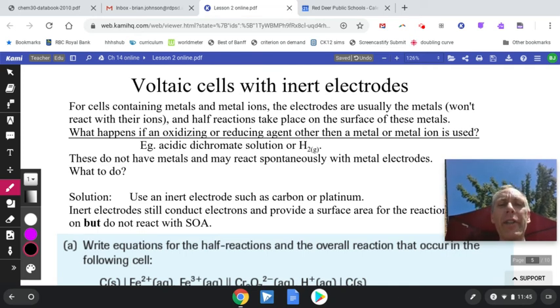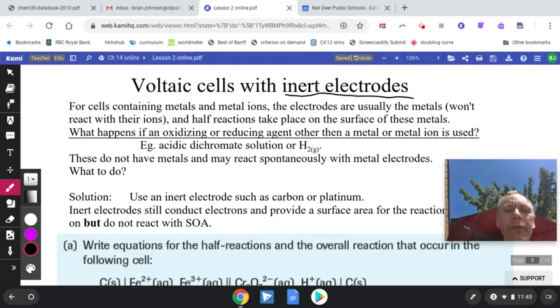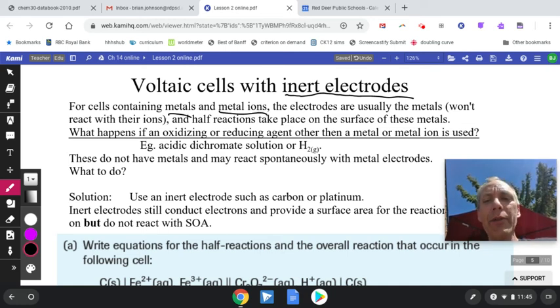Voltaic cells with inert electrodes. Okay, what does inert mean? Think. Does not react. Okay, so why would we want electrodes that do not react? Well, here's why. For metals and metal ions, you can always use the metal and its ion because the metal doesn't react with its own ion. It says that right there. The metals won't react with their ions, so you're not going to get some weird spontaneous reaction happening inside the half cell. Okay, we don't want a half cell to react with itself. We want it to react with the other half cell to give us a complete redox reaction.